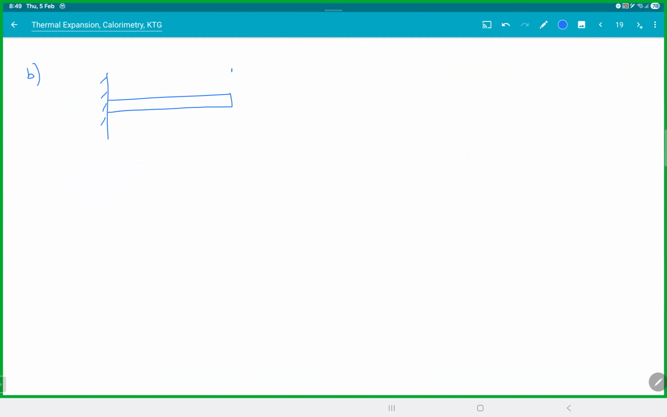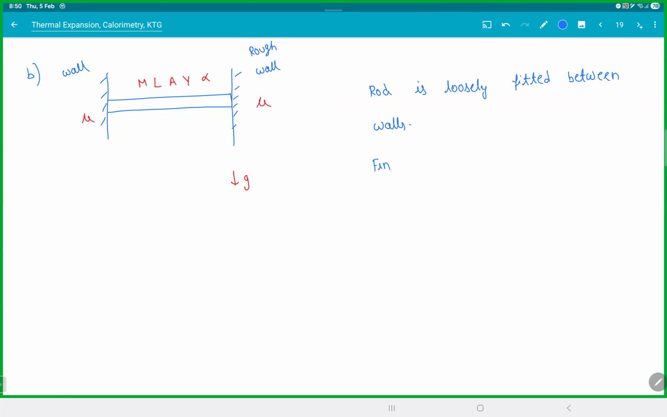We got a rod placed between two walls. Rough wall, friction mu, mass m, length L, area A, Young's modulus Y, alpha. Gravity is present. So here the rod is loosely fitted between the walls. Find the change in temperature if the rod does not slide between the walls. So if you increase the temperature sufficiently, rod will get stuck between the walls.